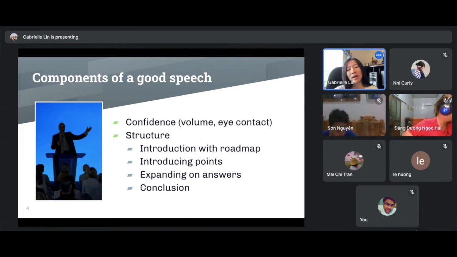And then at the end of your speech, remember to have a conclusion that wraps everything up and ends in a question or a general statement. You guys have been doing really well at using all the components of a speech so far, so good job.